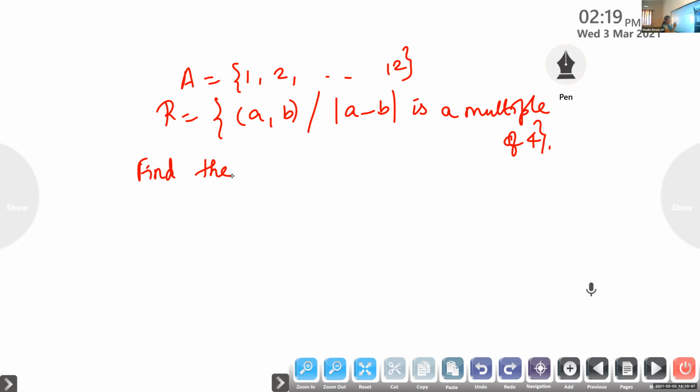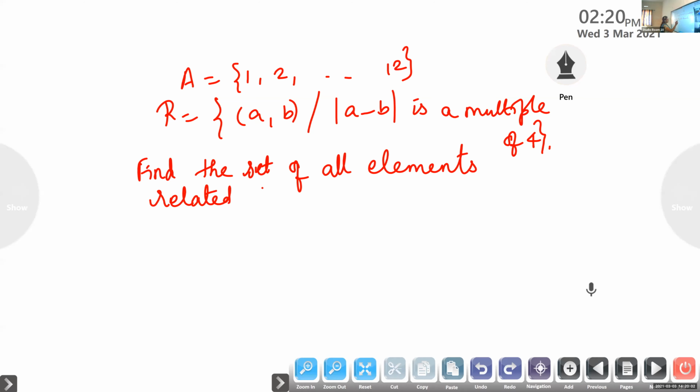Find the set of all elements related to 1. What do you have to find? The set of all elements related to 1. How to do this?